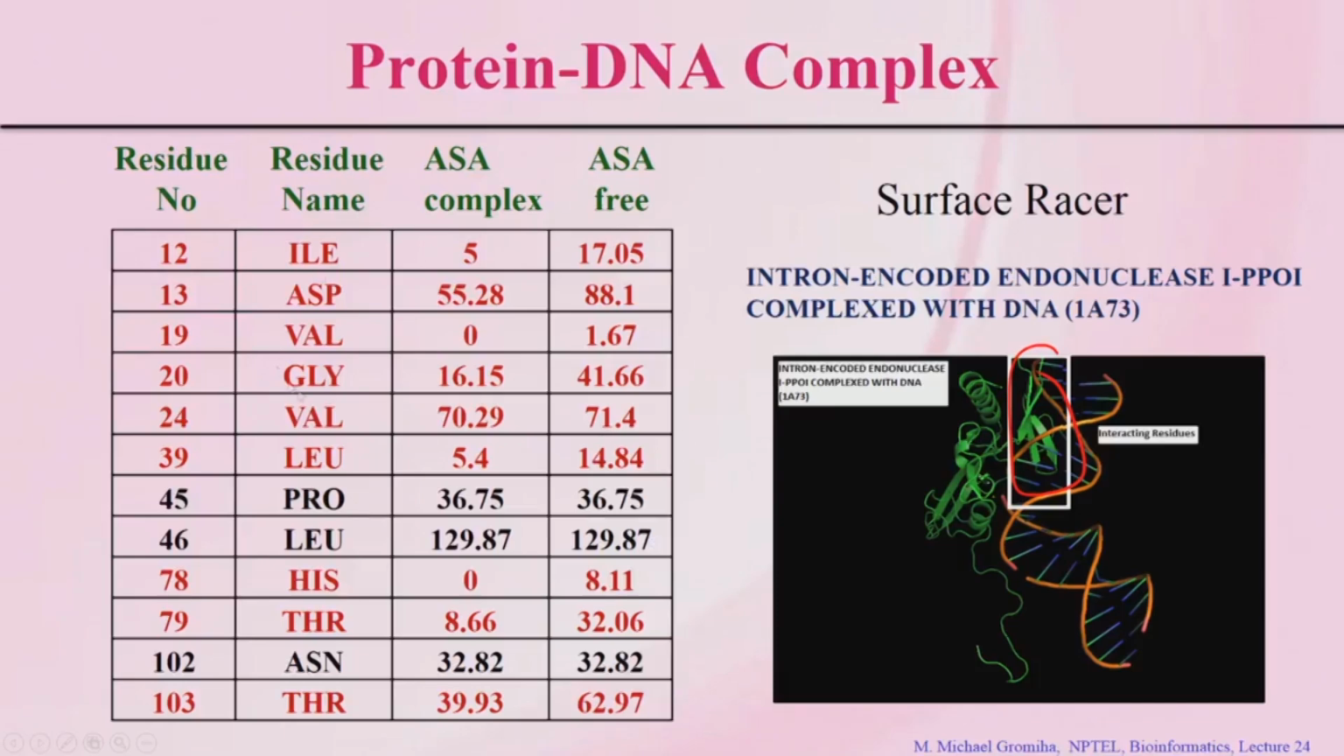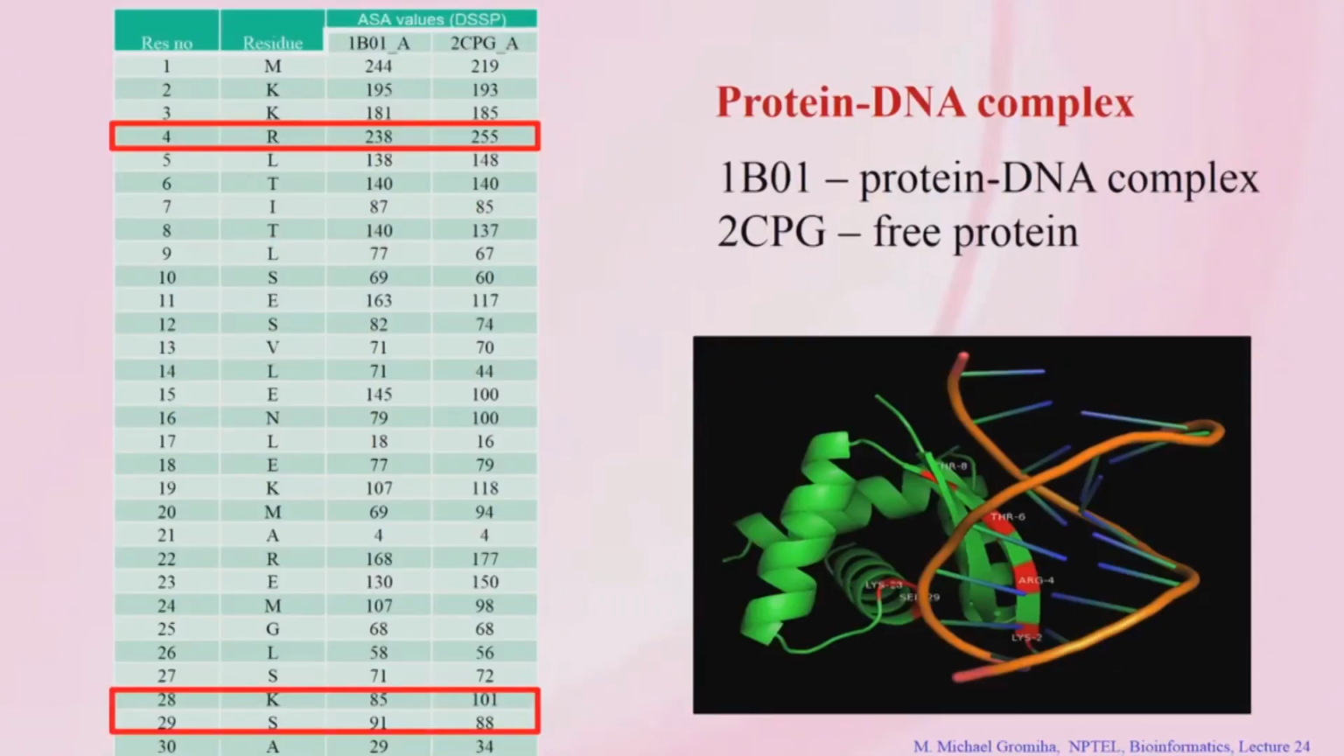But on the other hand, if you see other residues like isoleucine 12, aspartic acid 13 and 19, valine 20, glycine, this is the unbound form. When we make the complex, you can see the difference. Then with this difference, we can see that these residues are interacting in the complex. In this case, what are the residues which are interacting with the DNA? Isoleucine 12, these are the residues which are marked in red. These residues you can find in this region, and they interact with the DNA. Fine.